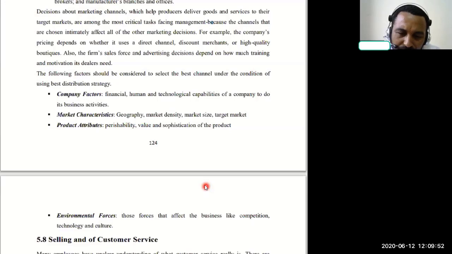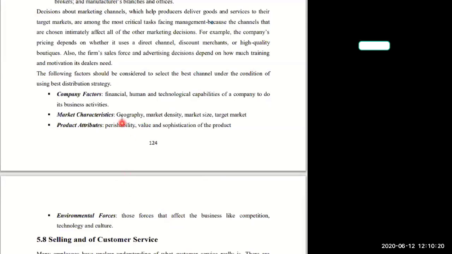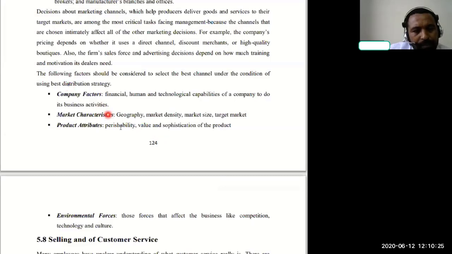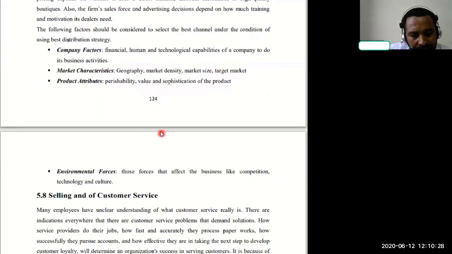So if the competition is very smooth, which means a kind of monopolistic competition, monopoly, they can use a wholesaler or retailer, since there are no other competitors. So depending on the nature of the competition and the nature of the technology, we can use direct or indirect channels. These are some of the factors that we have to consider in marketing strategy.